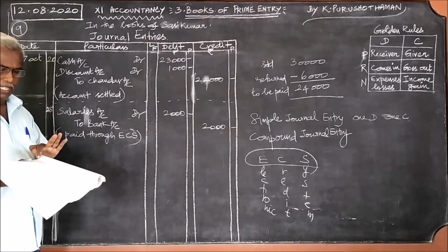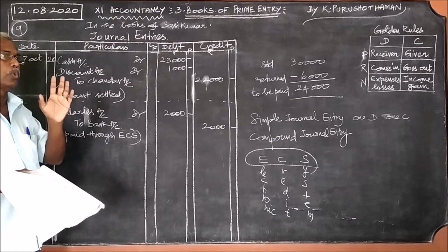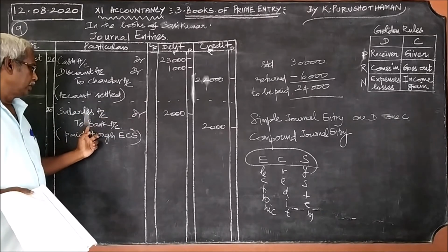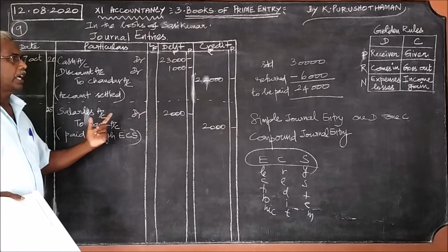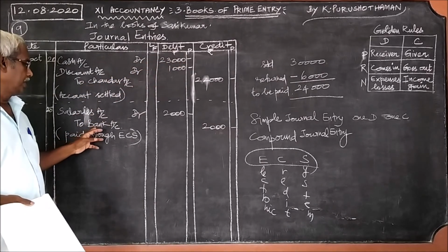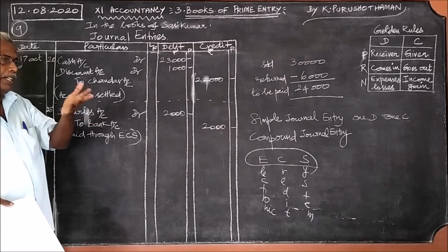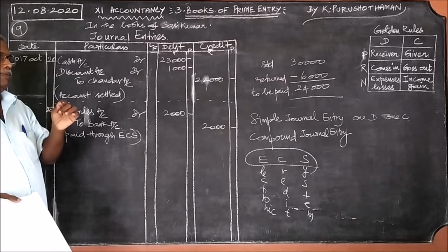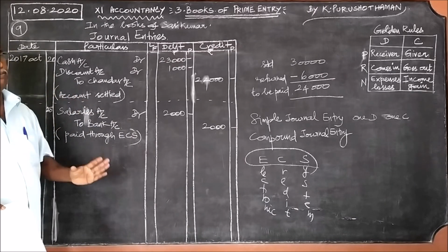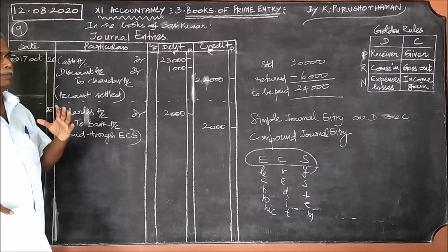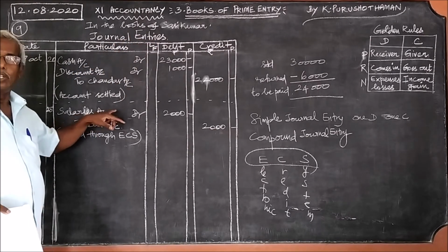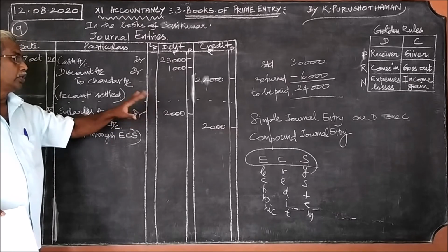If it is given here only as paid salaries, then salaries account debtor to cash, because cash goes out. What goes out? Cash goes out. See the credit rule, that is the second rule, cash account. To cash account we can write. But look at the tail part of the question: paid through ECS, electronic credit system. So that is connected with the bank. Therefore, bank is the giver. So salaries account debtor to bank account, 2,000.